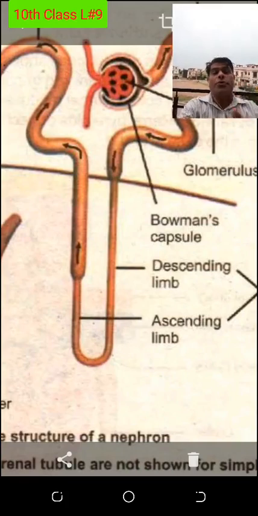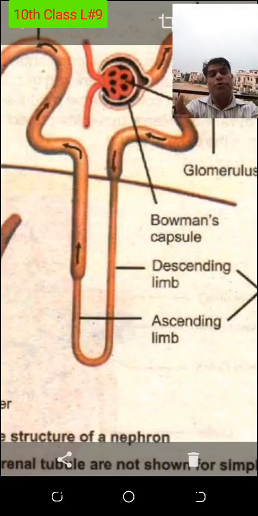If you don't need water, you are drinking too much water, less water will be absorbed into your body, and more water will go out with urea, as diluted urine.